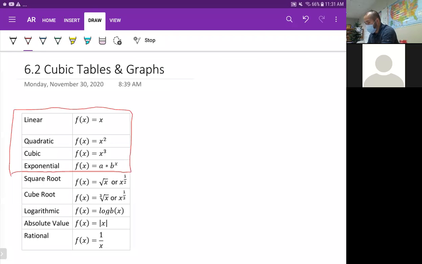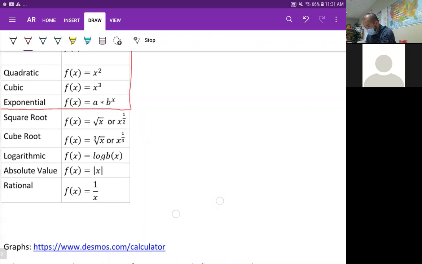So linear, quadratic, cubic, it's just the highest degree of the x. And then for exponential, it's some number with x as your exponent. So that's all you gotta do for that.